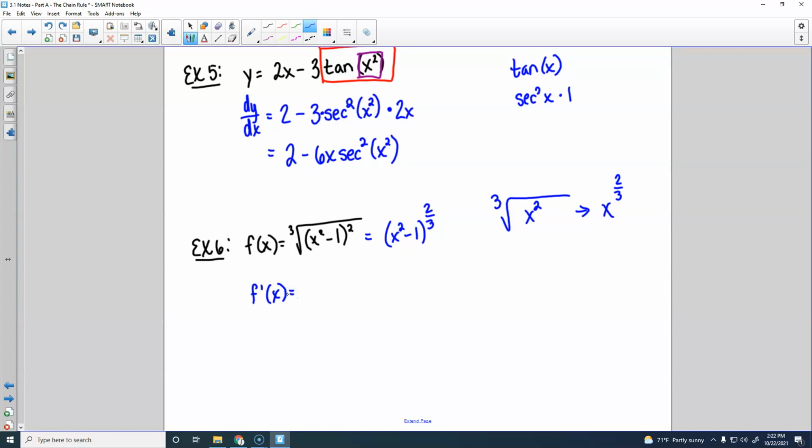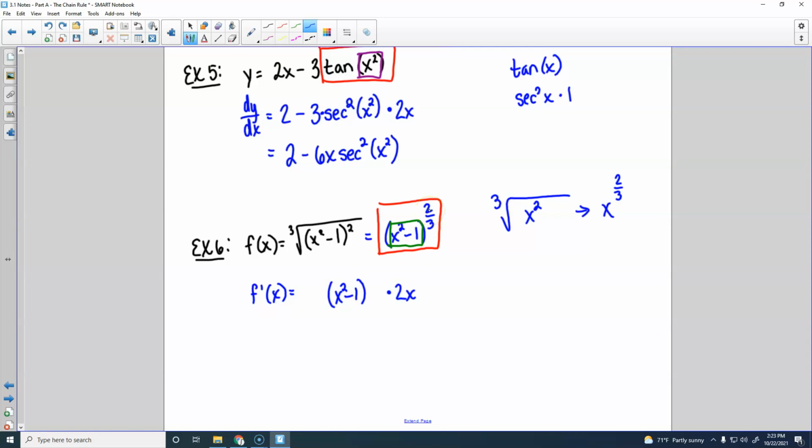So, Noah, tell me how to do this one. Our outside function is that to the 2/3 power. Our inside is the x squared minus 1. So we're not going to worry about the inside right now. Right. Eventually we're going to be multiplying by 2x. What have we got to do to this x squared minus 1?